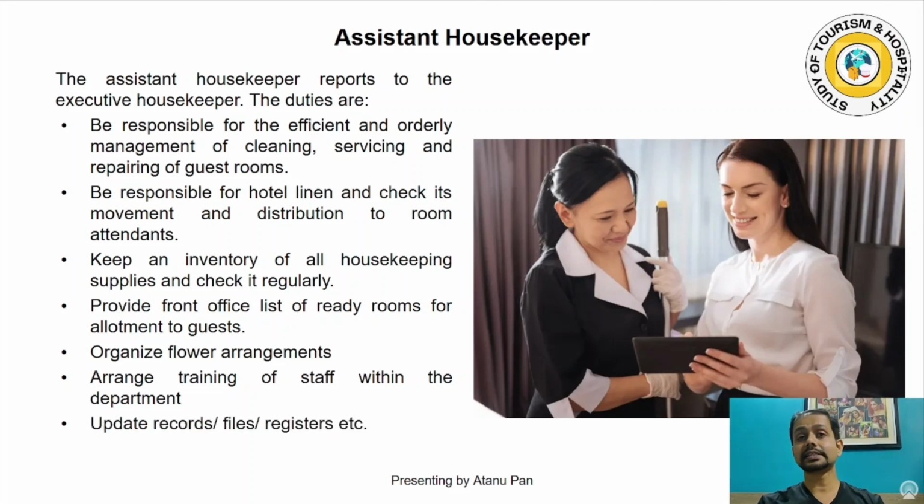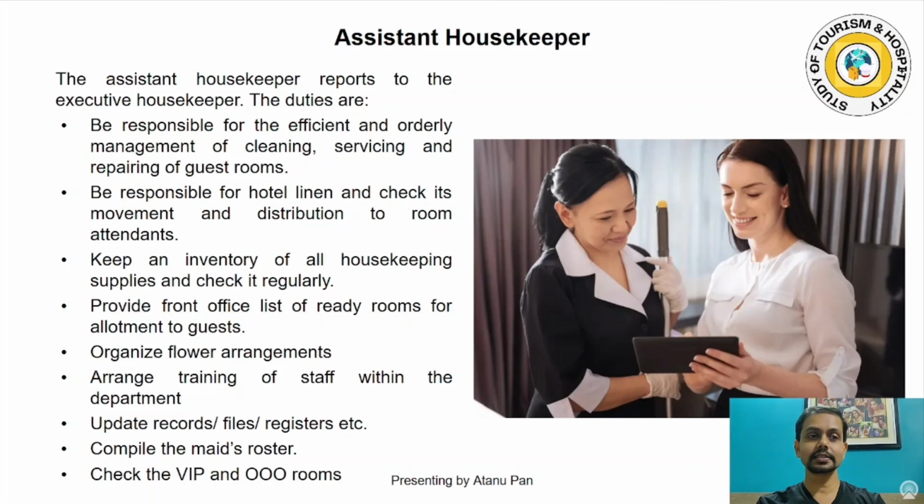Update records, files, and registers. The assistant housekeeper makes sure that whatever registers, formats, and files are maintained in the department are maintained properly by each and every individual who is working in the department. All right, and compile a maid's roster. Maid's roster means those who are working in the guest rooms. Okay, so their duty roster is also compiled by the assistant housekeeper.